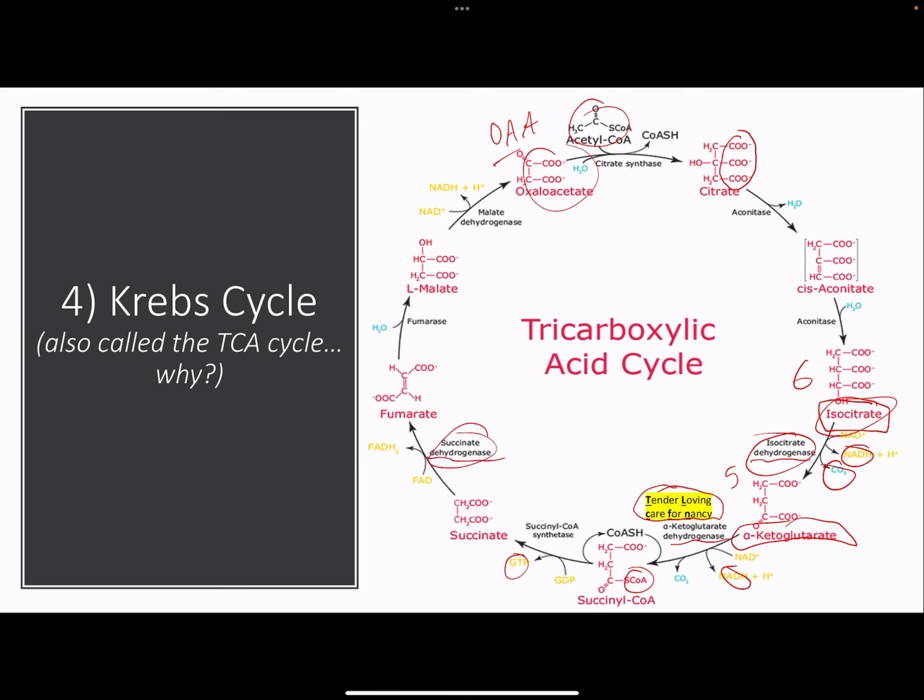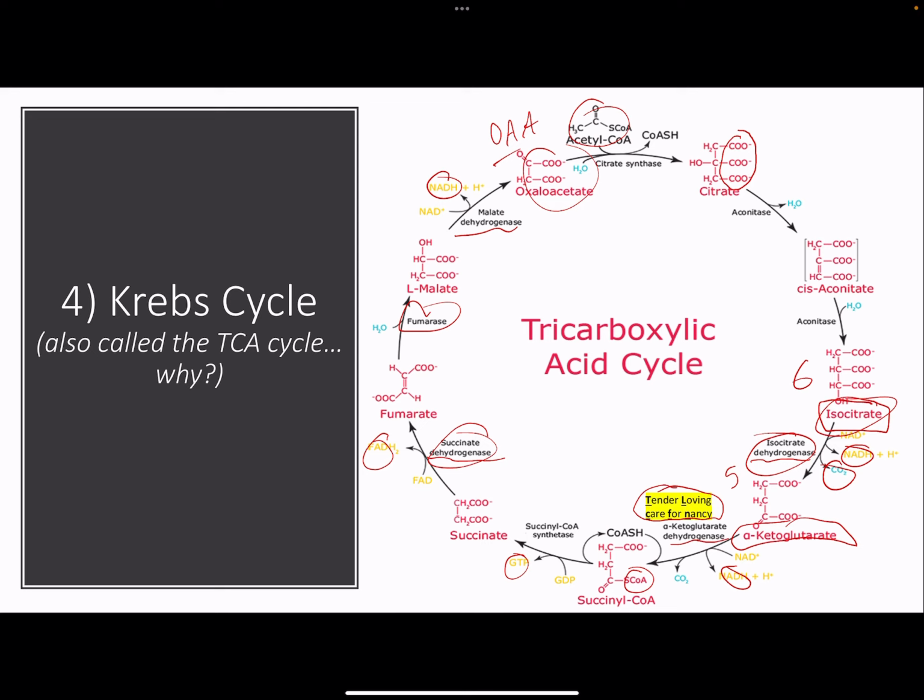Again, we have another dehydrogenase. This makes FADH2, though, which is worth less. This is 1.5 instead of 2. This is weird because it also happens at complex 2 of the electron transport chain. So it's just kind of coupled. Rather than making FADH2 that then floats over, it makes it at the complex itself. Fumarase makes malate, and then malate dehydrogenase, another dehydrogenase, makes NADH and oxaloacetate.